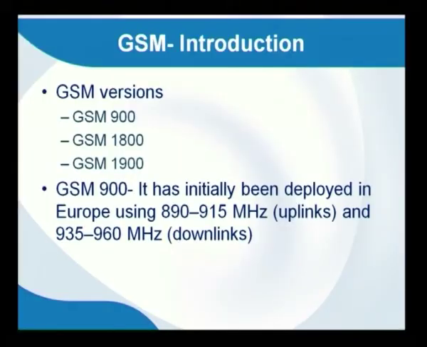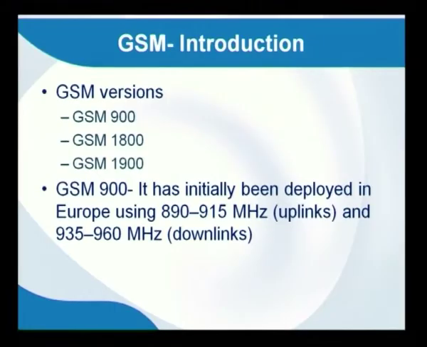So, let us have a look at the various versions of the GSM. First, the GSM 900 is deployed in European countries with a very good success rate, and many users have enjoyed the facilities provided by the GSM 900. Here the uplink is 890 to 915 megahertz, and the downlink is 935 to 960.